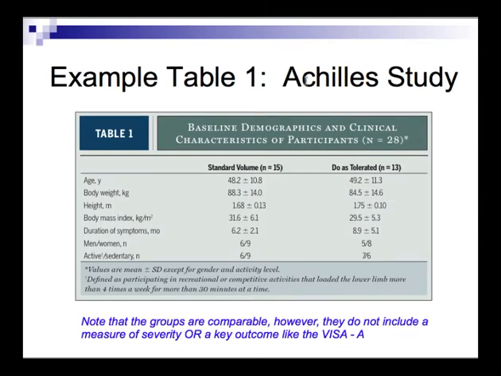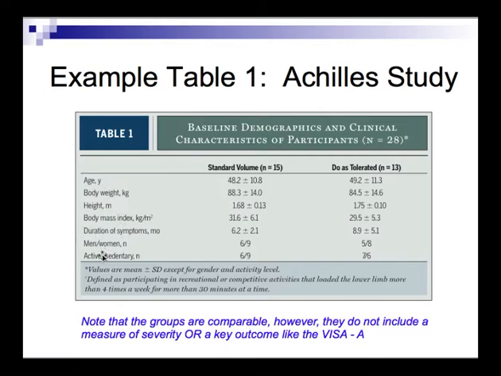So here's the example from the Achilles study. We can see there's a table 1, and what you want to learn is in all randomized controlled trials there's a table 1, and table 1 is always, 90% of the time, a comparison of baseline characteristics of the two arms of the randomized controlled trial. And we see just that example here, where table 1 is even labeled baseline demographics and clinical characteristics of participants. And we can see things like age, body weight, height, mass, duration of symptoms, men, and active or sedentary lifestyles. And we have this comparison here. Now, what we could look for on the PEDro, it says look specifically for an indicator of severity and or a key outcome.